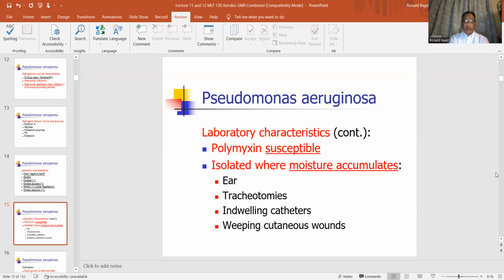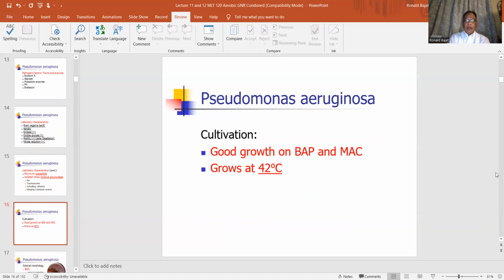Wherever moisture accumulates, Pseudomonas aeruginosa will be isolated there. For example, the swimmer's ear, tracheotomies, indwelling catheters, weeping cutaneous wounds. Those are sites of patients in long-term facilities, the moist areas: the ear, the trachea, indwelling catheters, and weeping cutaneous wounds.